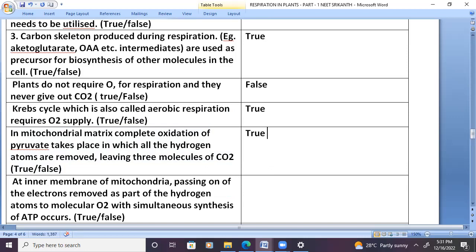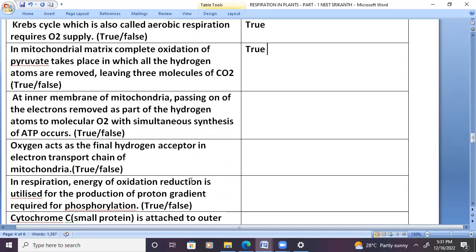At inner membrane of the mitochondria, passing on of the electrons removed as a part of the hydrogen atoms to molecular oxygen with simultaneous synthesis of ATP occurs. True. Oxygen acts as a final hydrogen acceptor in electron transport chain of mitochondria. True. In respiration, energy of oxidation reduction is utilized for the production of proton gradient required for phosphorylation. True.